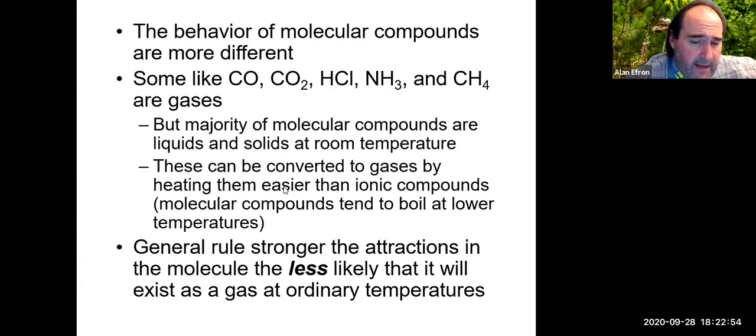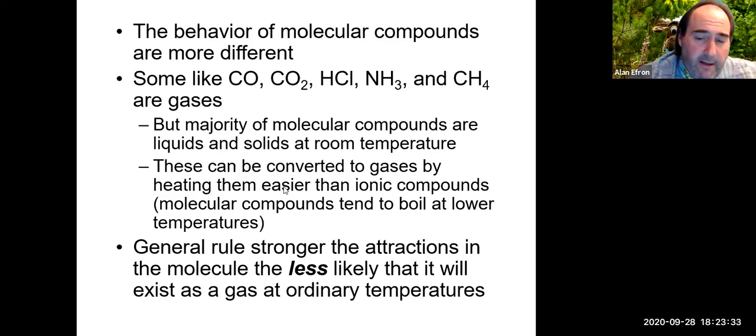But covalent compounds or molecular compounds are different. These are the ones that share electrons. And as they share electrons, these covalently bonded compounds actually do come as gases. Some, like carbon monoxide, carbon dioxide, hydrogen chloride gas, and ammonia, NH3, are gases. Methane, which is the simplest organic molecule, is also a gas. But a lot of molecular compounds are liquids or solids at room temperature. The difference is they can be converted into a gas much, much easier.